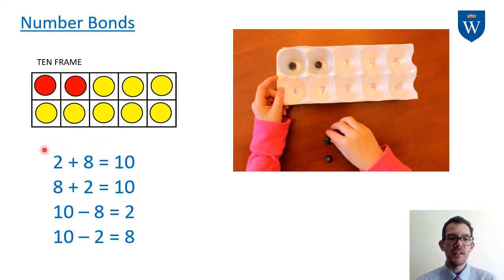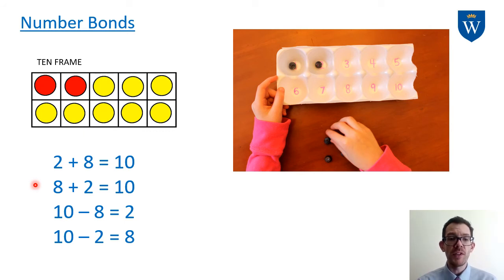We can also look at it starting with the yellow part. We could say 8 plus 2 equals 10. And it's important, again, for children to understand, very similar to multiplication, we can move the numbers around or move the parts around, but if we're adding them, we're still going to get the same answer here.